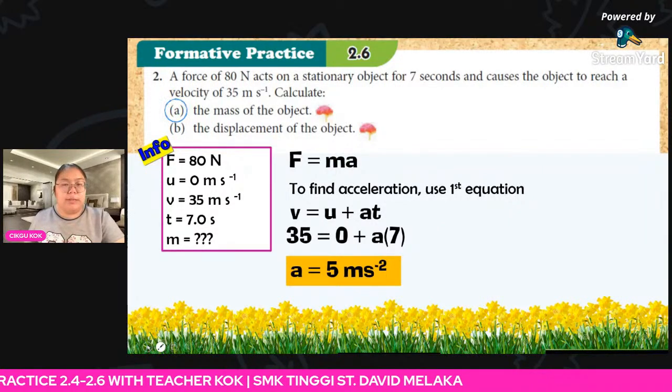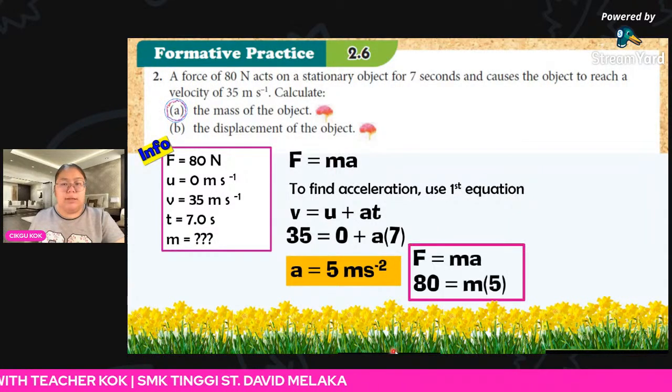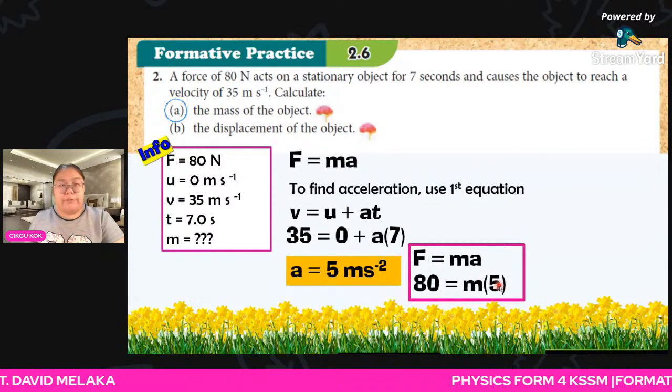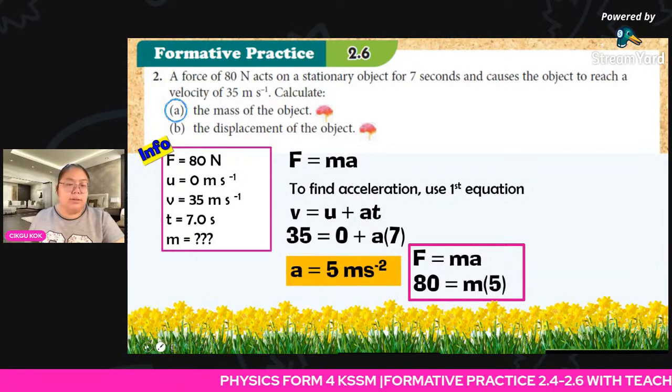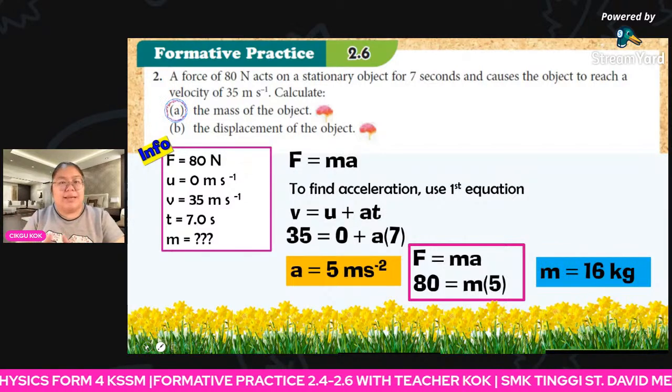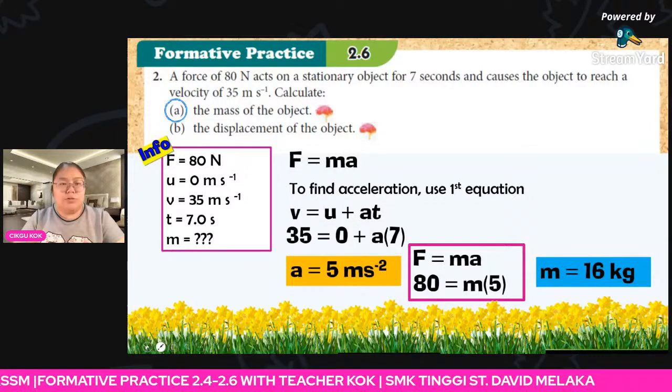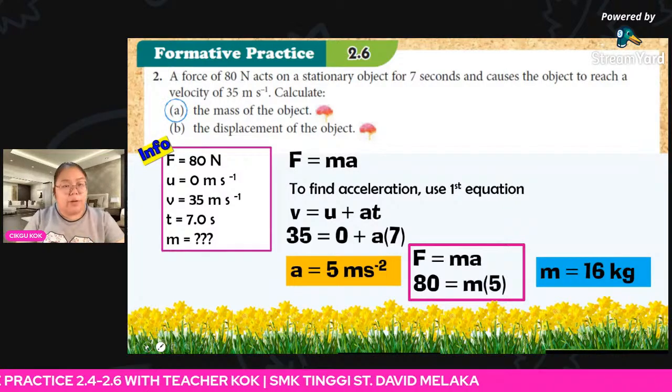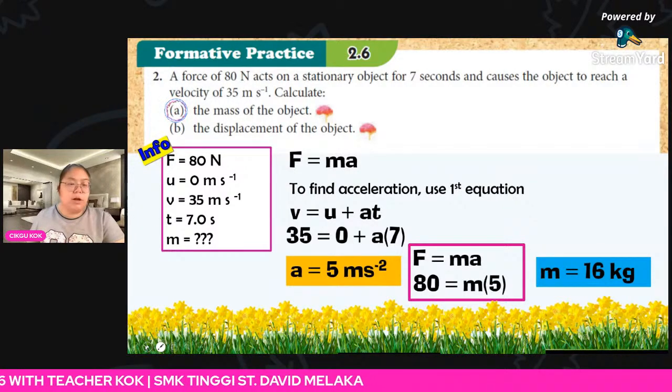So from here it should be 80 equals m times 5. After that, 80 must be divided by 5. So from here we get 16 kilograms. Okay, that's correct. Then we go to the second one, the displacement of the object.